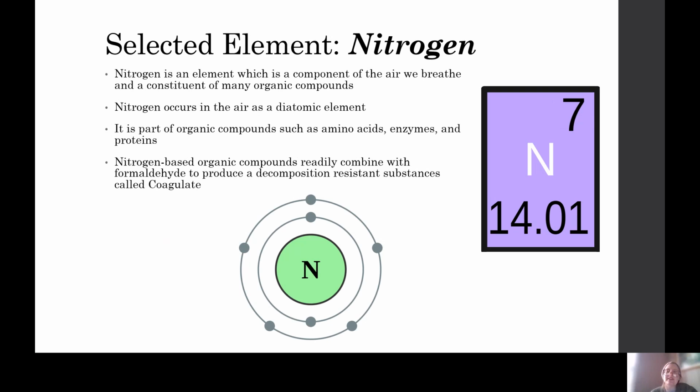The last element we'll talk about is nitrogen, which is a component of the air we breathe and a constituent of many organic compounds as well. Nitrogen occurs in the air as a diatomic element. It's part of organic compounds such as amino acids, enzymes, and proteins, which we all know are in the cells of our body. It's very important to our bodily processes for homeostasis. Nitrogen-based organic compounds readily combine with formaldehyde to produce a decomposition-resistant substance called coagulate. Among the elements, nitrogen ranks 6th in cosmic abundance, meaning it's the 6th most abundant element in our universe.